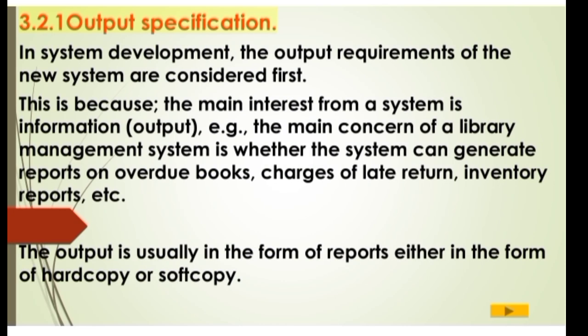3.2.1 Output specification. In system development, the output requirements of the new system are considered first. This is because the main interest from a system is information output, e.g., the main concern of a library management system is whether the system can generate reports on overdue books, charges of late return, inventory reports, etc. The output is usually in the form of reports, either in the form of hard copy or soft copy.